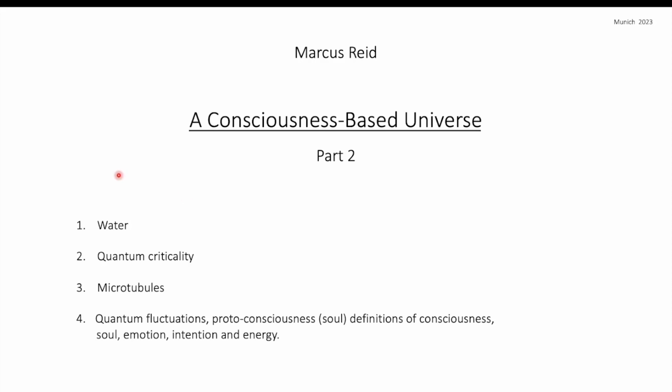In part one, I suggested making two parts out of this consciousness-based universe series. However, I realized that is a bit too short. I will make three parts out of it. That means in part one, I covered number one, water and quantum criticality. Now in part two, I will cover point three, microtubules, and in part three, I will cover point four, quantum fluctuations, and give possible definitions for what consciousness is and so on. Okay, so let's get started.